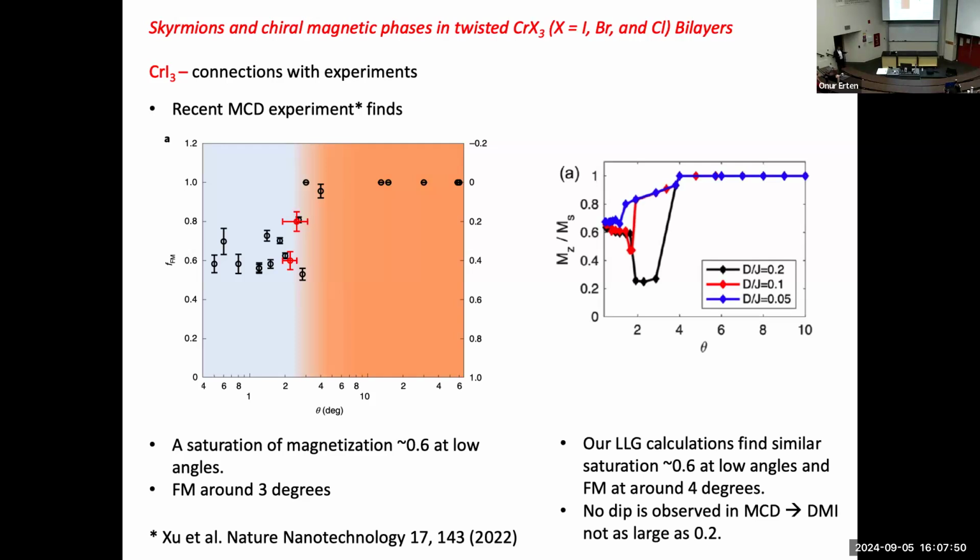And also, I should mention that this is a log-linear plot, so this drop looks very rapid because it's a logarithmic scale. If we actually plot our data logarithmically, it looks very steep as well. So this is not a proof that skyrmions exist in this system, but our results are in agreement with the MCD experiments.